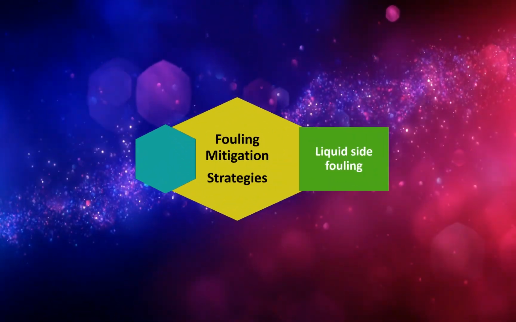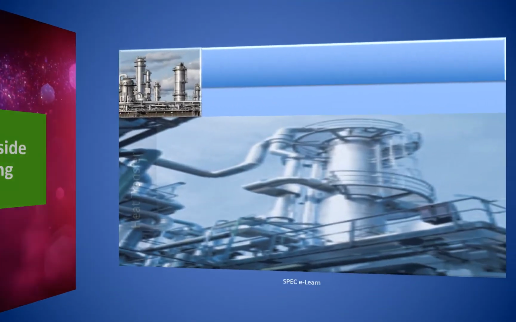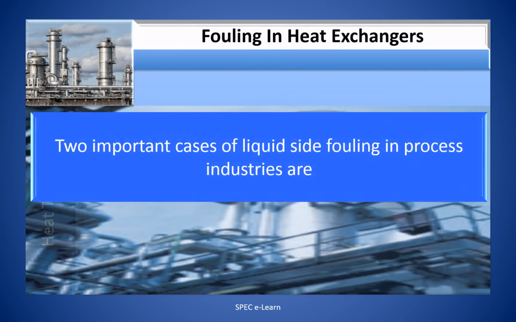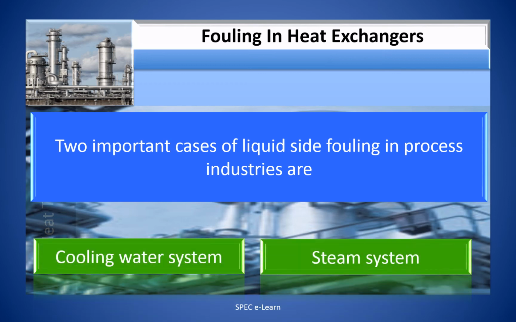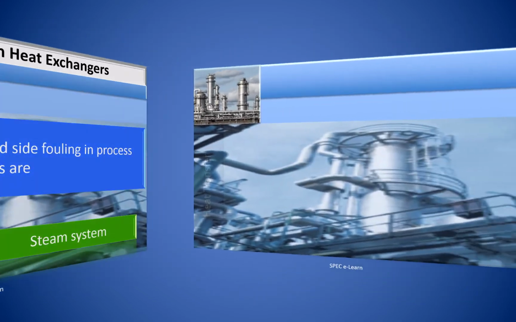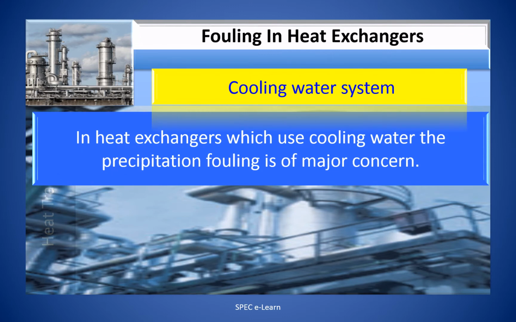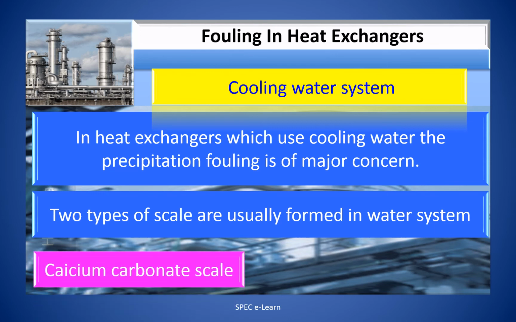Fouling mitigation strategies, liquid side fouling. Two important cases of liquid side fouling in process industries are cooling water system and steam system. Cooling water system. In heat exchangers which use cooling water, the precipitation fouling is of major concern. Two types of scale are usually formed in water system: calcium carbonate scale and calcium sulfate scale.